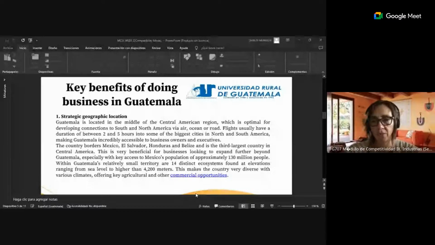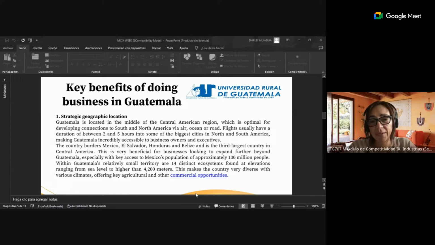The flights usually have a duration between 2 and 5 hours to some of the big cities in North and South America, making Guatemala incredibly accessible to business owners and executives. The country borders Mexico, El Salvador, Honduras, and Belize. It is the third largest country in Central America. This is very beneficial for businesses looking to expand beyond Guatemala, especially with key access to Mexico's population.